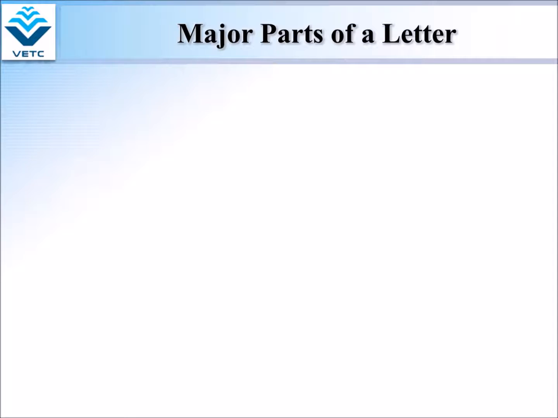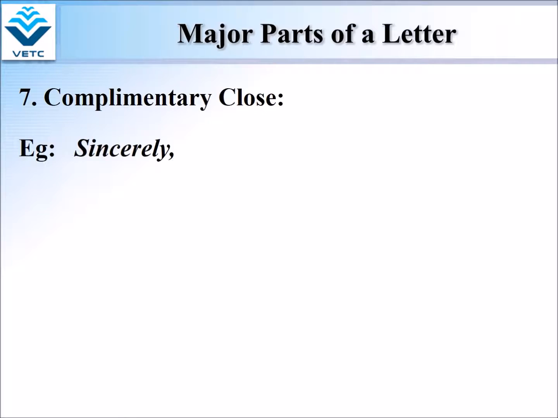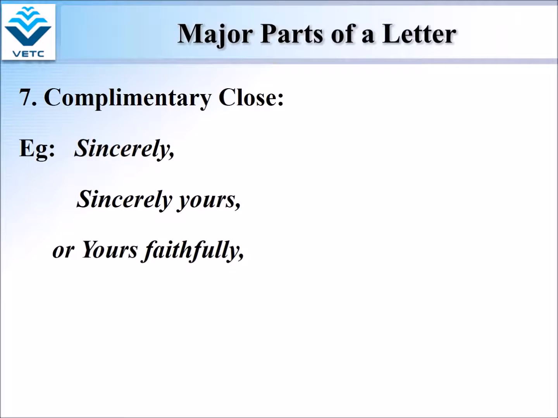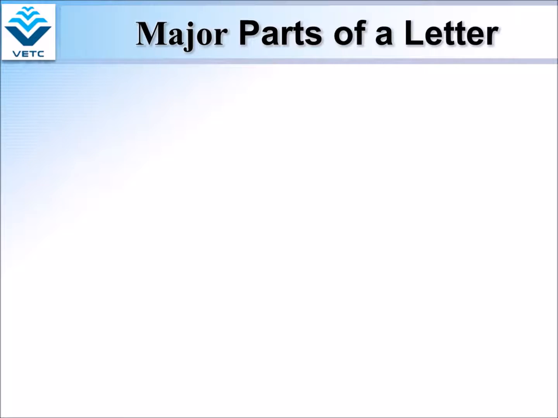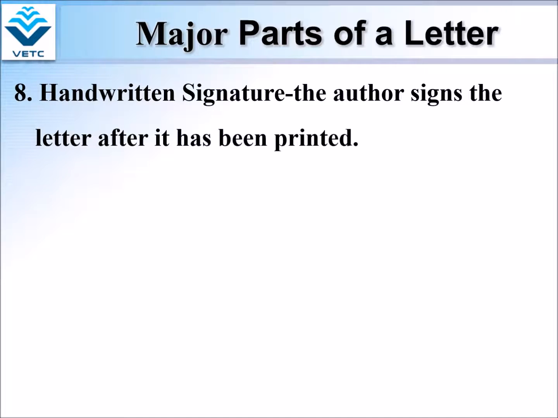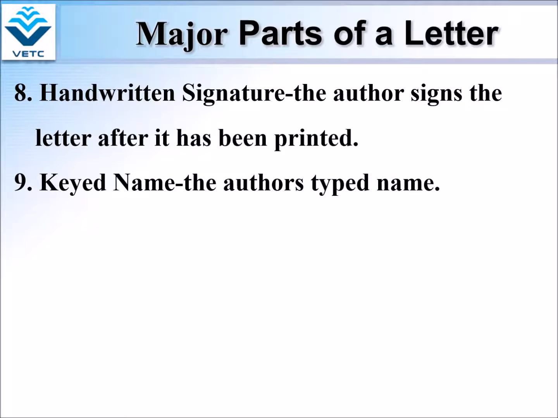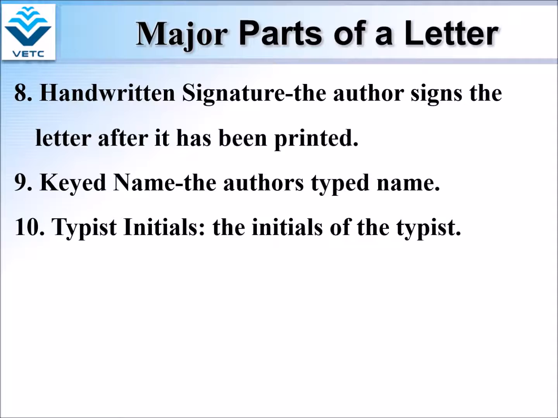The seventh part is the complimentary clause. It is the ending of the letter. It starts with a capital letter and is usually followed by a comma. For example, the eighth part is the handwritten signature. The author signs the letter after it has been printed. 9. Key name. The author types his name. 10. Typed initial. The initials of the typist. Look at the example.